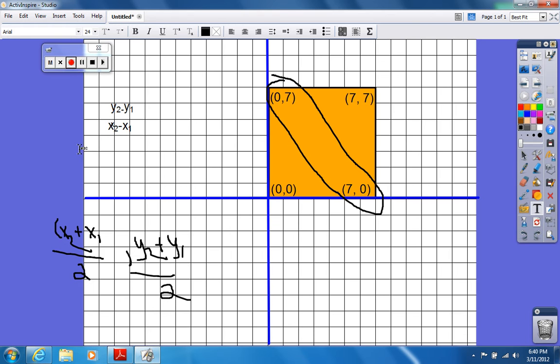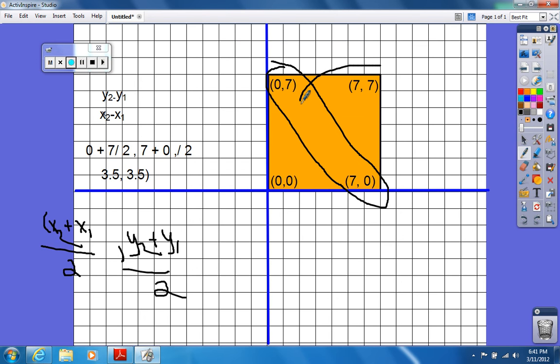So that is going to be 0 plus 7 divided by 2, comma, 7 plus 0 divided by 2. And that gives us the ordered pair. You can either say 3.5 or you could have left it as 7 over 2. To type faster, I'm going to leave it as 3.5, comma, 3.5. So that's my midpoint.